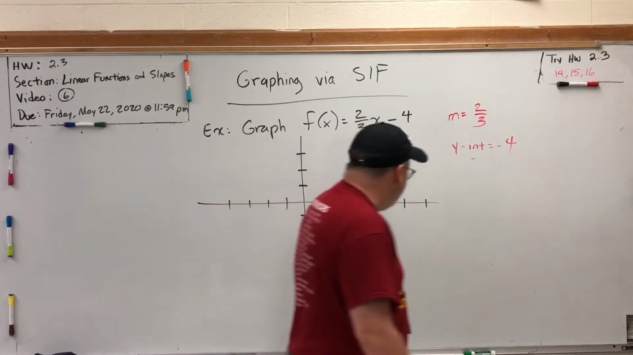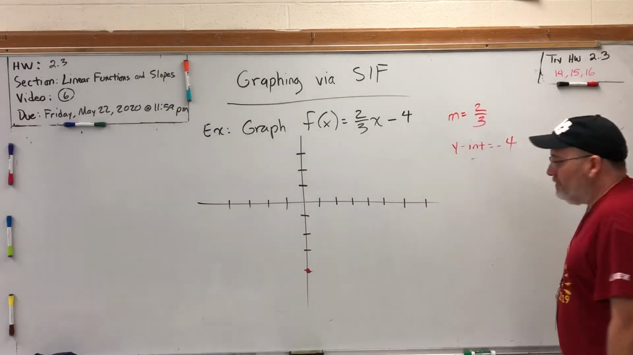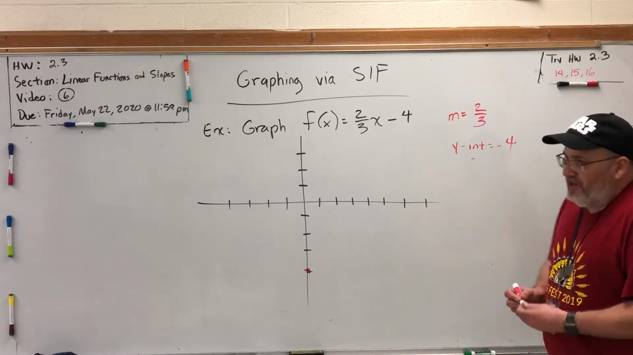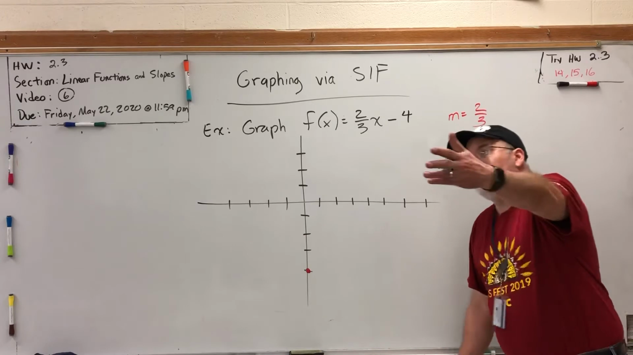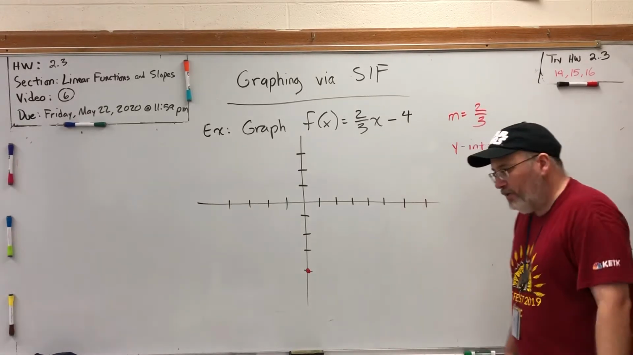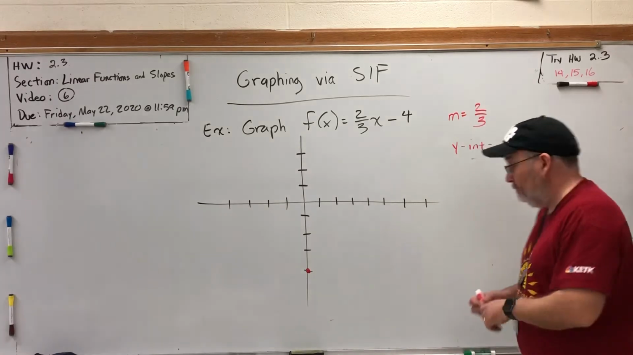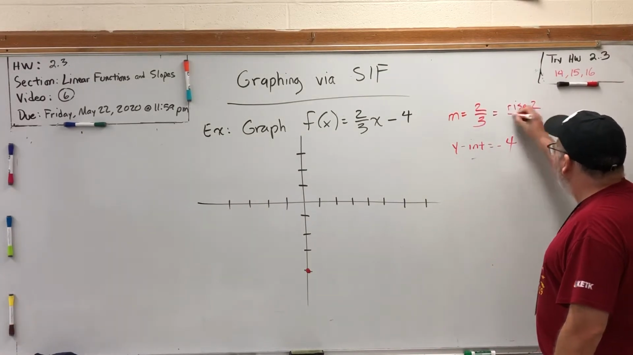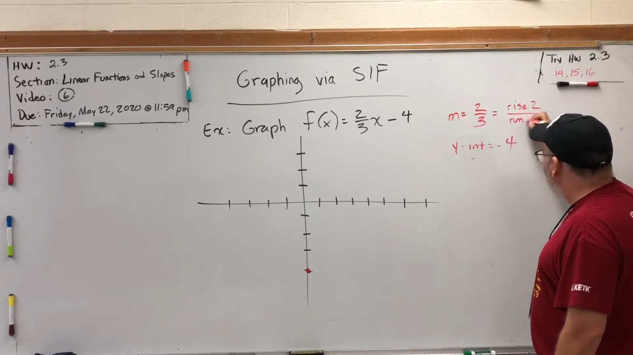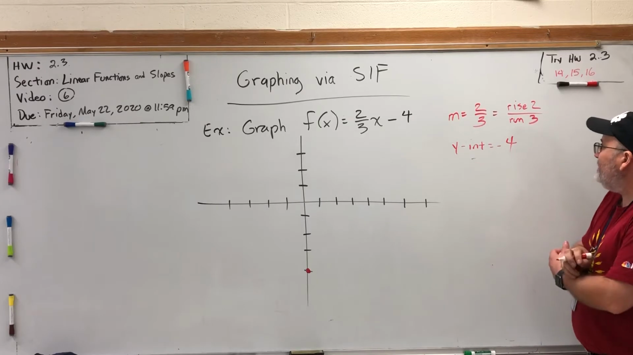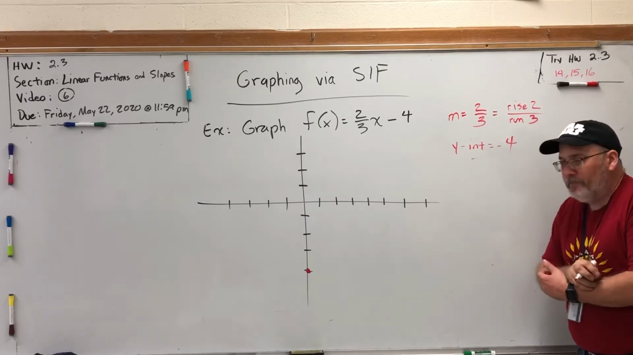But how are we going to find the other dot? Hint, we can use the slope. Because what is slope? Well, there's a lot of answers to that question. A measurement of steepness. y2 minus y1 over x2 minus x1. Rise over run. If we think of slope as rise over run, you can think of a slope as a set of directions, like on a map. A slope of 2/3 means I need to rise 2 and run 3.